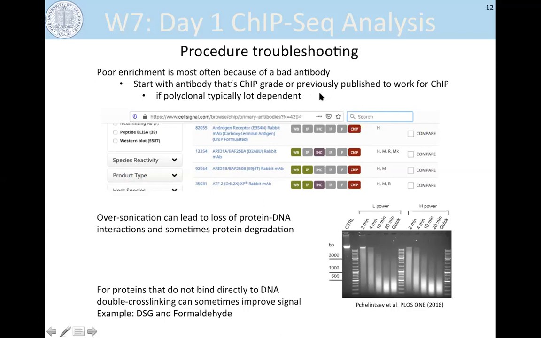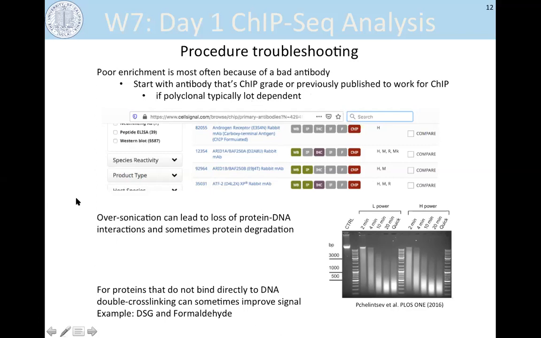Another good resource to know if your antibody is likely to work is to look through the literature and see what other people used when they ChIPed the factor that you're interested in. But be careful, because a lot of antibodies are polyclonal, and how well they work for ChIP can be lot dependent. So if you're going to use an antibody that was published to work, it's better to use a monoclonal, so you know you're getting the same exact antibody that they used.